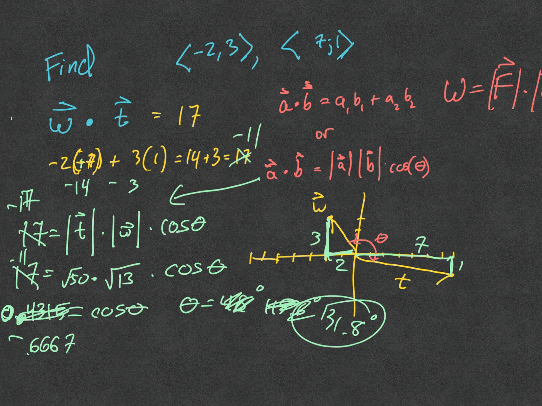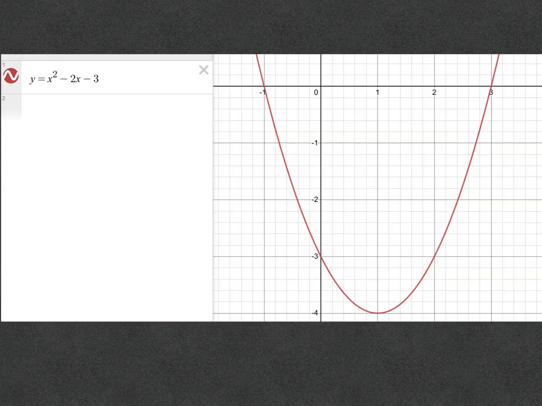So force, let me rewrite it this way. Work is equal to force vector magnitude times distance vector magnitude times cosine of the angle between them. For dot products. Excuse me. Now we move on to new. Last new thing of the semester.